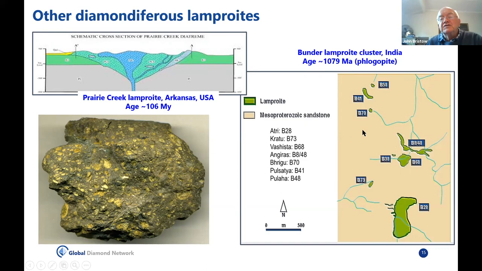Interestingly, in 2004, Rio Tinto found a lamproite, or a series of small lamproites, in northern India, known as the Bunder lamproites, and they are shown in this right-hand slide. That big one, B28 down there at the bottom, probably should be a mine, but I think, unfortunately, the Indian bureaucracy is probably going to make it very difficult to actually get out and eventually mine this lamproite in India.